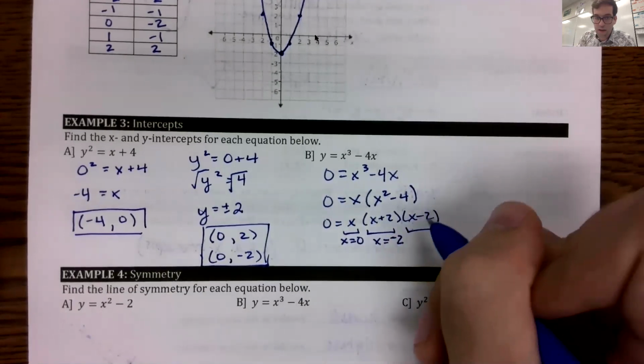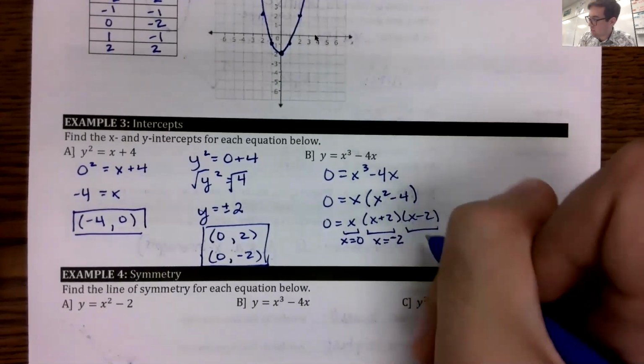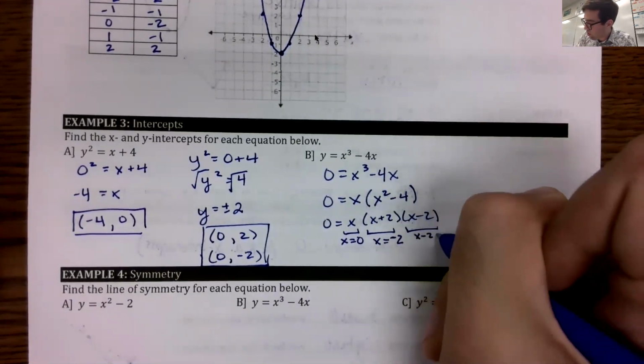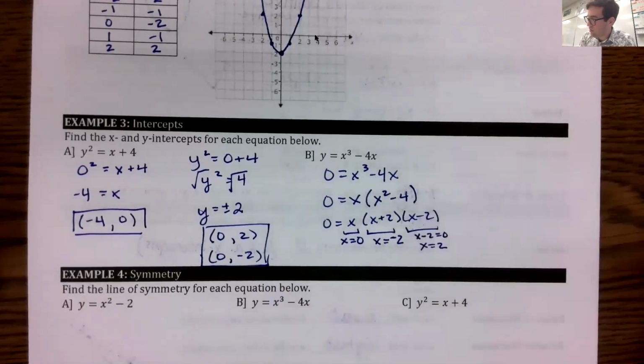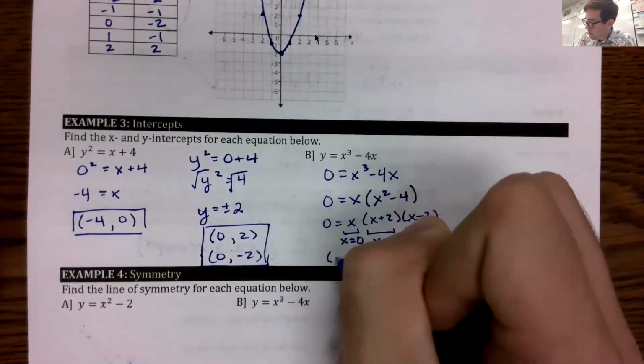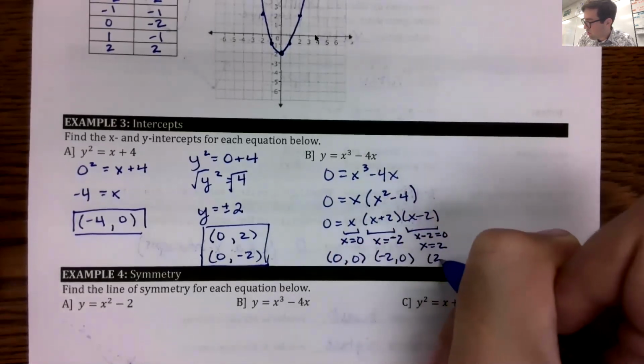And for the third one, if I add 2 to the other side, so I guess I'm imagining an equation here. I guess I can write that down if that's helpful. It's like x minus 2 equals 0. I'm adding 2 to the other side to get x equals 2. So the 3 intercepts that are coming from this are 0, 0, negative 2, 0, and 2, 0.